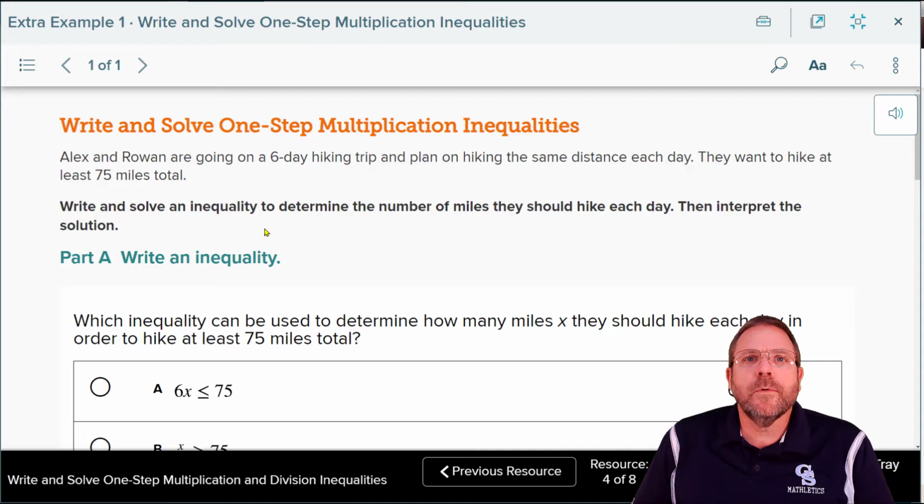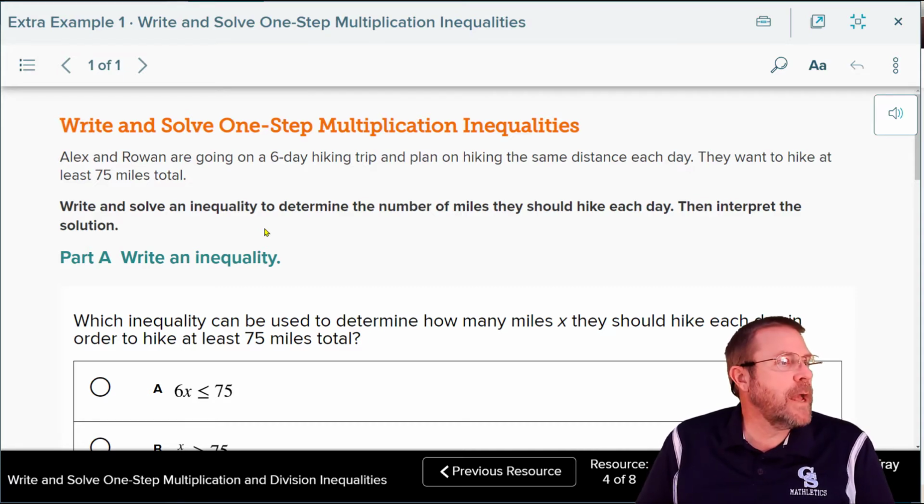Now it's going to be your turn to do extra example 1, which says Alex and Rowan are going on a 6-day hiking trip.